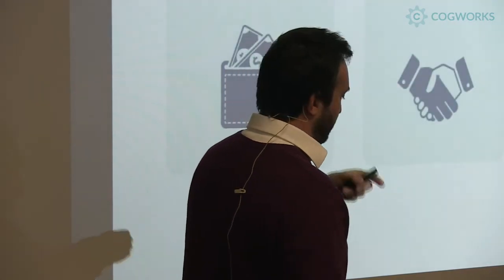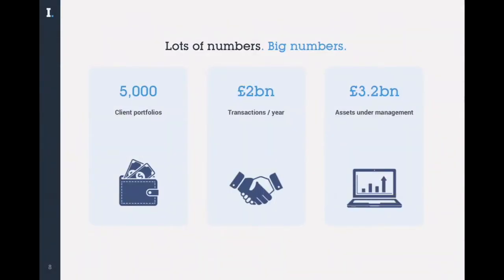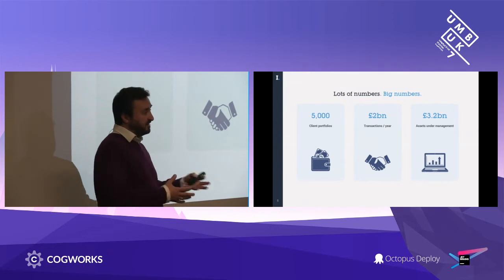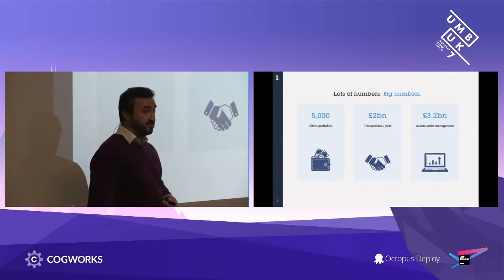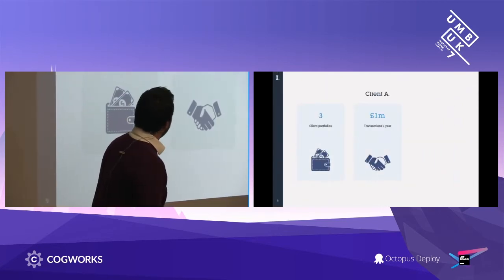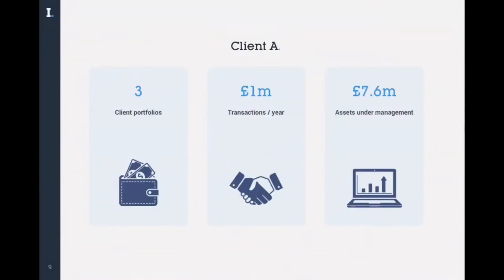Now, going into this, London & Capital and financial services generally have some big numbers. Digital finance will always give you some big numbers. In this case, we're talking about 5,000 client portfolios. They do something like 2 billion of transactions every year and just over 3 billion pounds of assets under management. And they are not a very big player. This is a medium-sized wealth manager. It gets a lot bigger after that. But we are talking about big numbers. One of the clients, I'll call him Client A, has 3 portfolios. They transact fairly busily, about 1 million pounds every year for this person, and he has just over 7.6 million pounds under management.